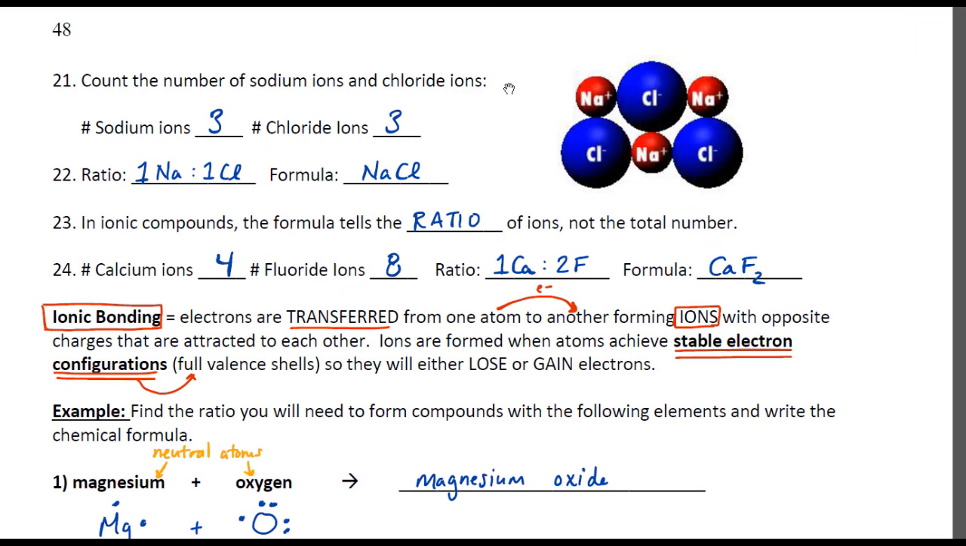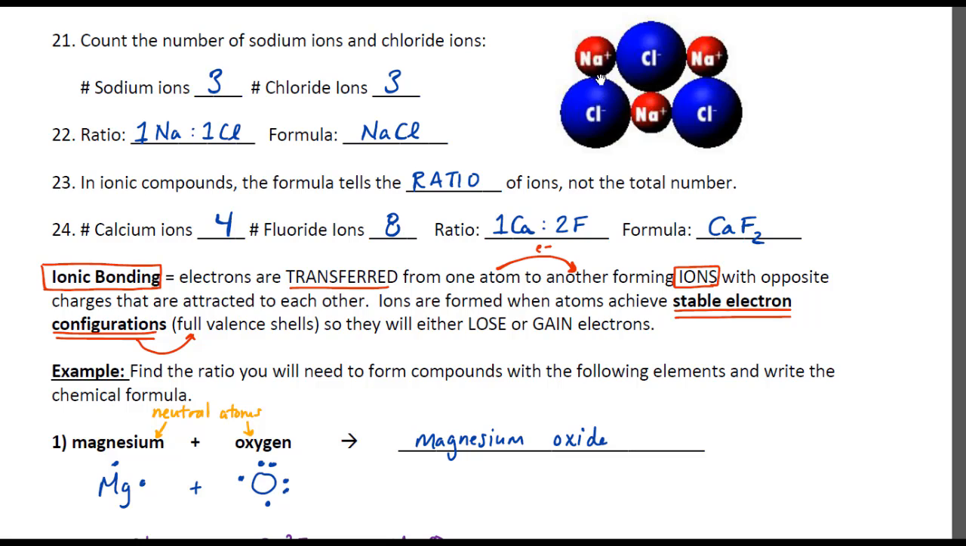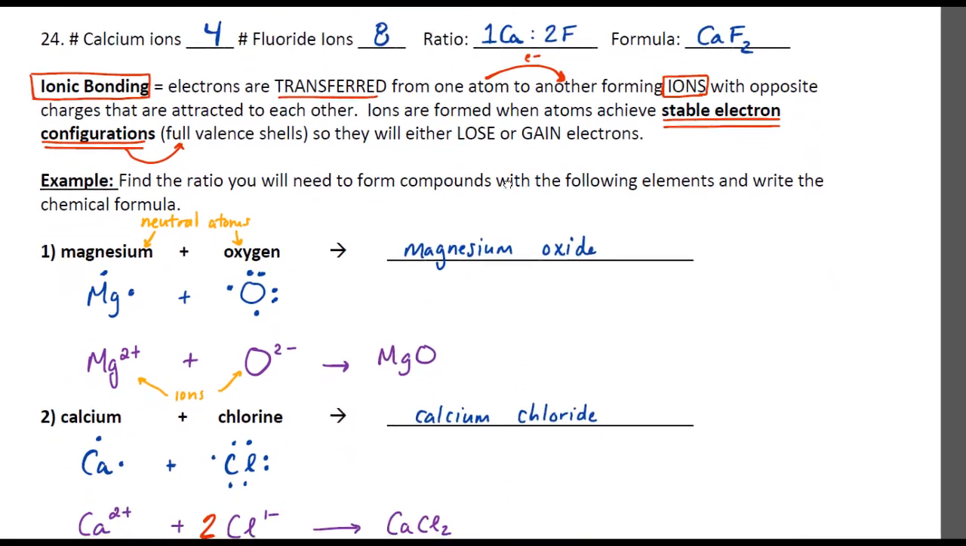And this is exactly what we did when we ran through the animation. We counted them, 1, 2, 3 sodiums, 1, 2, 3 chlorines. That means the ratio is 1 to 1. So the chemical formula for this ionic crystal, for this compound, is going to be sodium chloride in a 1 to 1 ratio. In ionic compounds, the formula again tells the ratio. We did this as well with the animation. Calcium ions, there were 4 of them. There were 8 fluoride. That's a 1 to 2 if I reduce the ratio. So the formula is 1 calcium ion to 2 fluoride ions. Right? So that is ionic bonding.